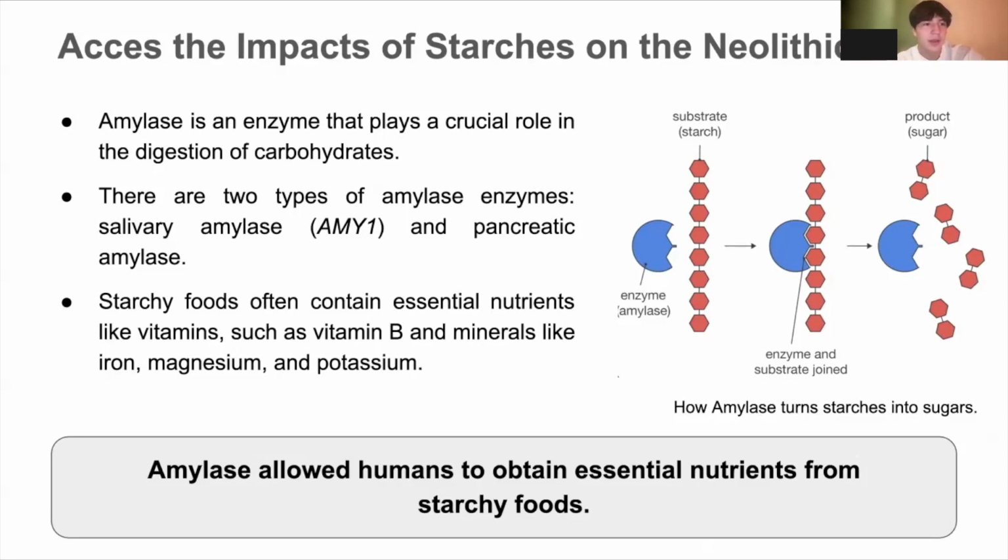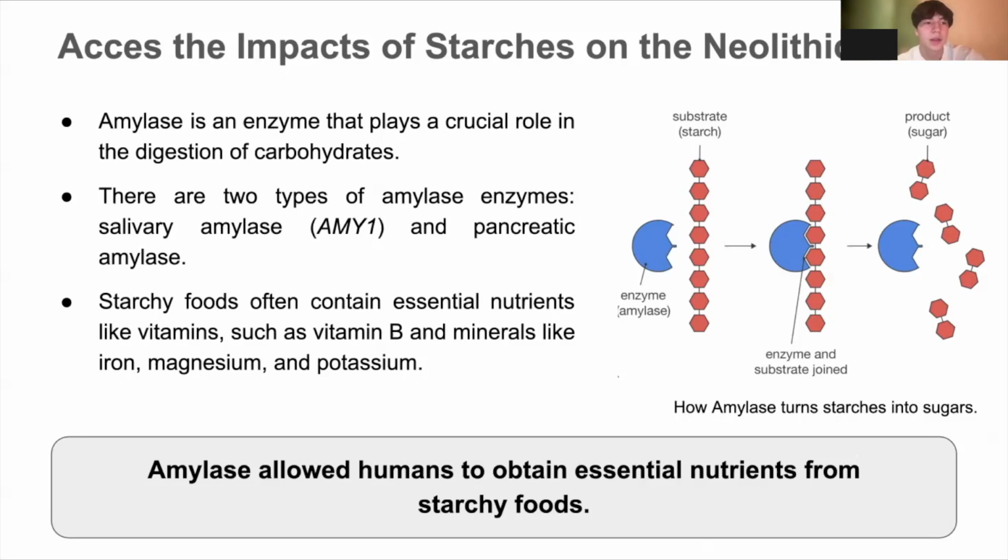There are two types of amylase enzymes: salivary amylase, AMY1, and pancreatic amylase. Higher AMY1 copy numbers and protein levels likely improve the digestion of starchy foods and may buffer against the fitness-reducing effects of intestinal disease, possibly making AMY1 especially important to people in arid regions.